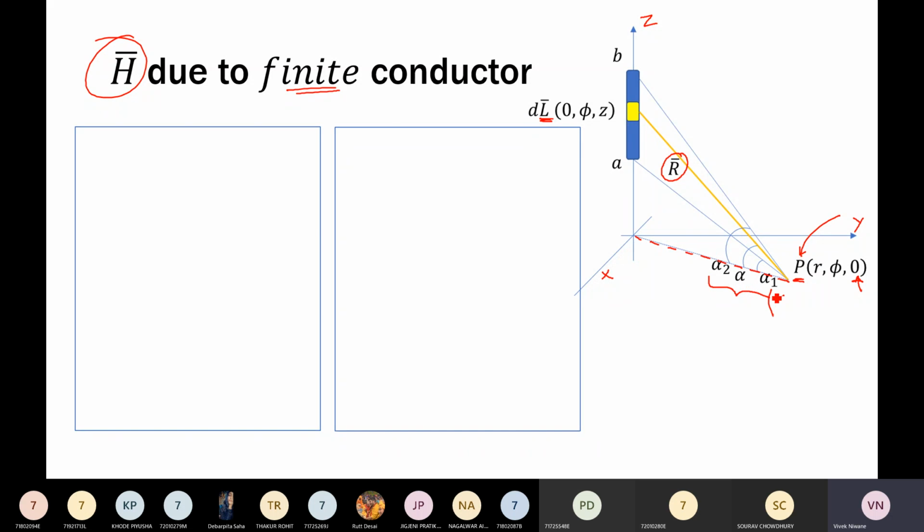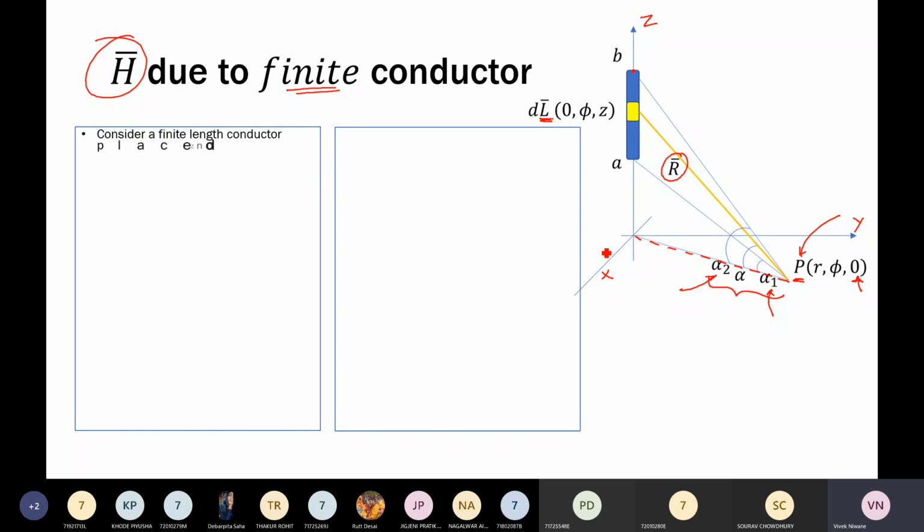So alpha 1 is the angle in between a line perpendicular to z axis and a line joining the lower end of the conductor. Similarly, we do have alpha 2, which is the angle in between a line perpendicular to z axis and a line joining the top end of the conductor, of the current carrying conductor. So how are we going to proceed? First of all, we are going to apply the Biot-Savart law straightforward.